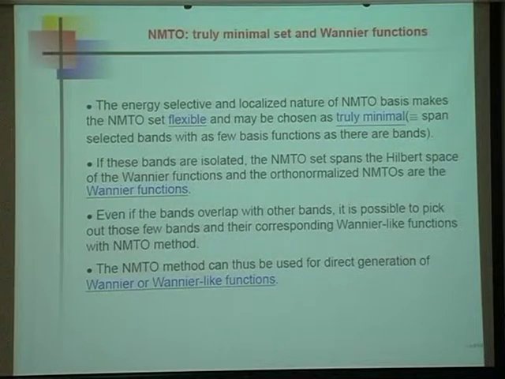If your bands are overlapping with other bands, and you try to pick up only 1 or 2 bands which are overlapping with other bands and construct the Wannier function corresponding to only those bands, then the corresponding NMTOs are Wannier-like functions. They are strictly not Wannier functions, as also true in the example which David Vanderbilt showed. So, this method, as opposed to Wannier functions coming from the Bloch basis, can be used for direct generation of Wannier or Wannier-like functions.